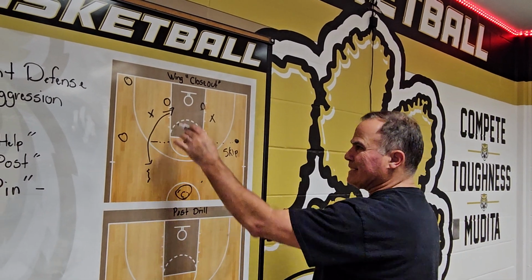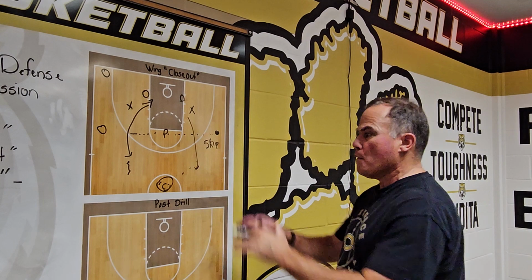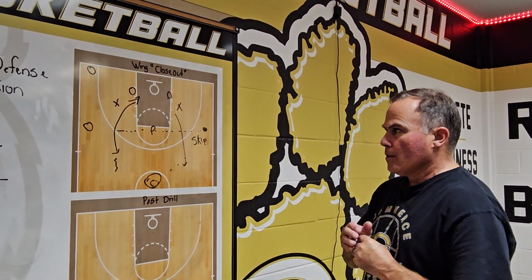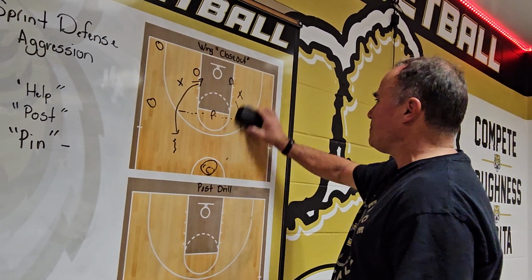And then when she gets the steal, they're going 2-on-0, just like the last drill. Finish the drill, 30 seconds, finish with a layup. So that is how we break down the wing closeout drill.